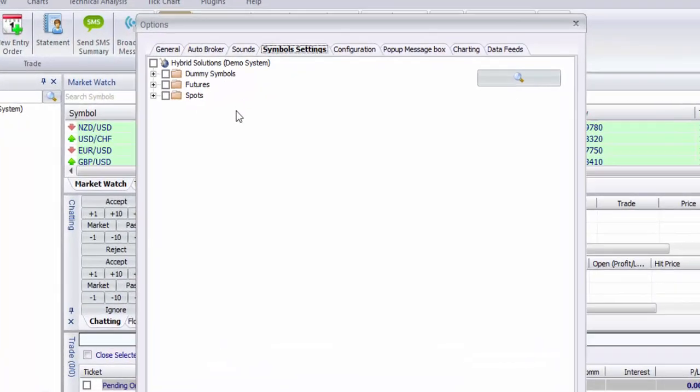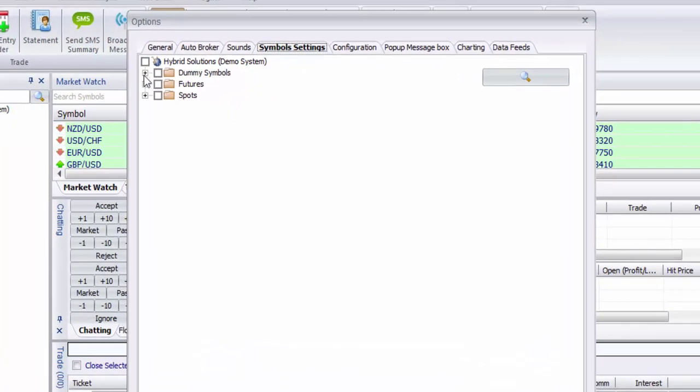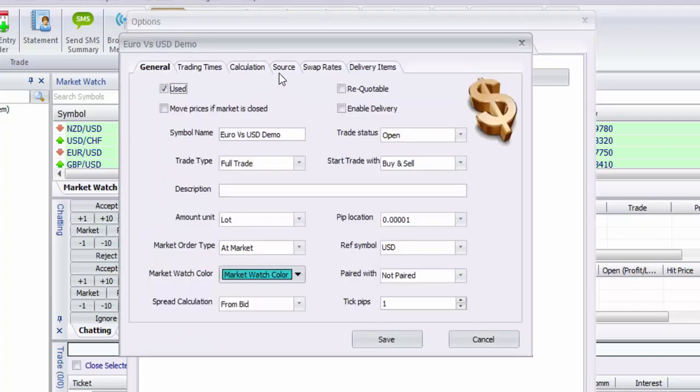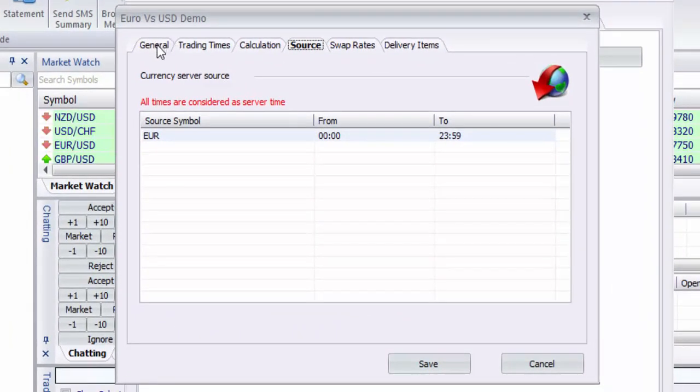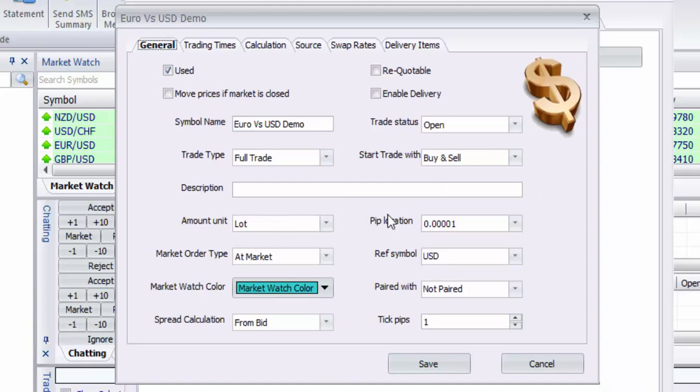So actually I have a group named dummy symbols, so we wouldn't mess up any real symbols like future or spot symbols. We can have dummy symbols to practice on and tweak and so on. Let's go here. I named it Euro versus USD demo. The source of it is actually the same Euro source.